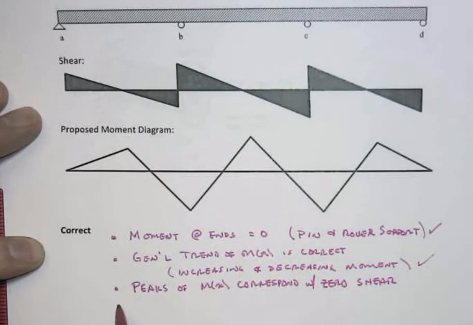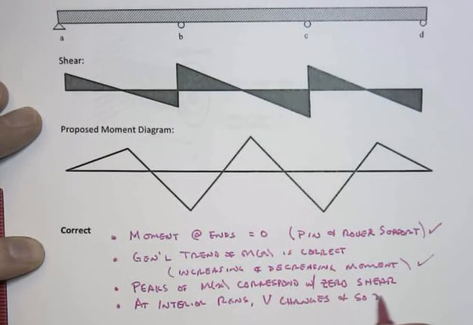So that's also, you could say, as a fourth thing, that at the interior reactions, shear changes sign, and so does the slope of the moment diagram. And it not only changes, but it changes in an appropriate manner. So those are all good points.